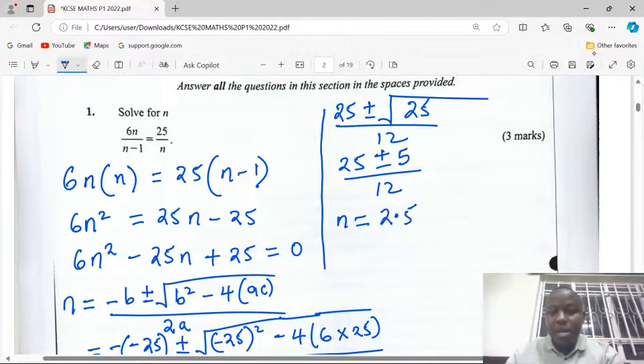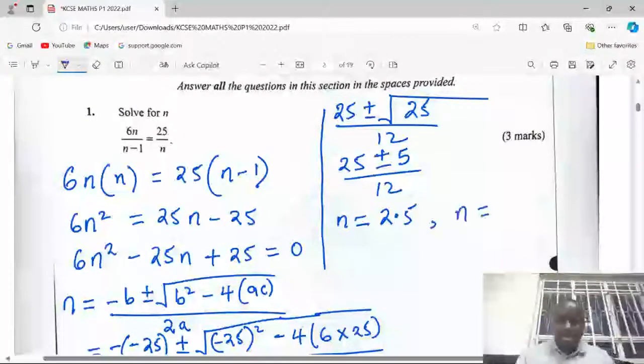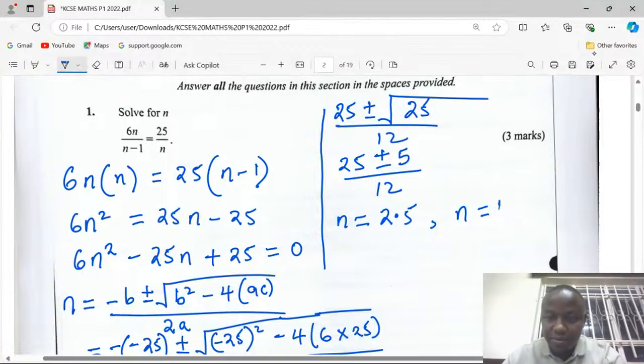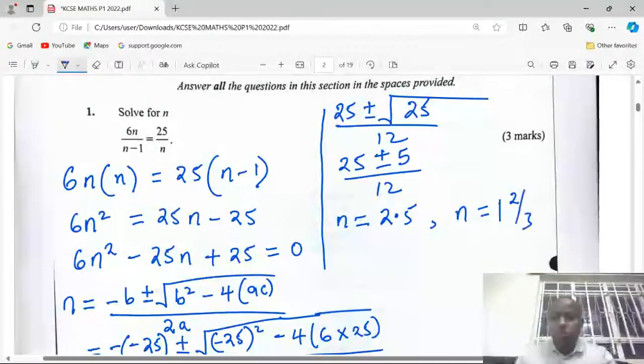The value of n can also be given when we take 25 minus 5. This is going to be 20. Then everything is now being divided by 12. 20 divided by 12 becomes 1 2/3. So these are the two possible values of n.